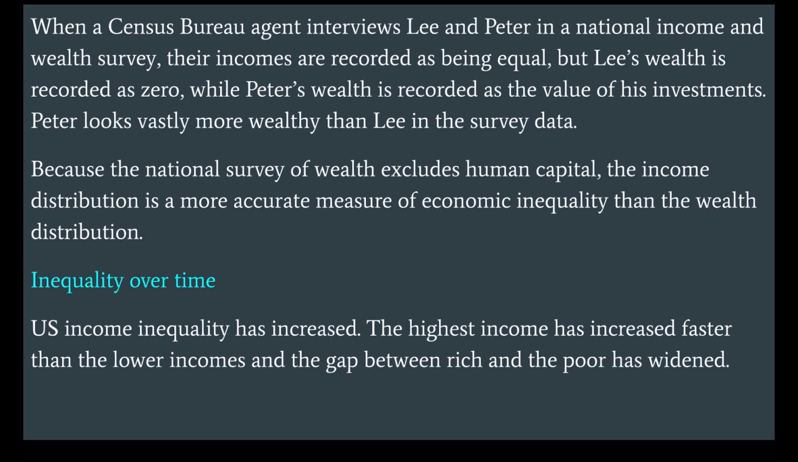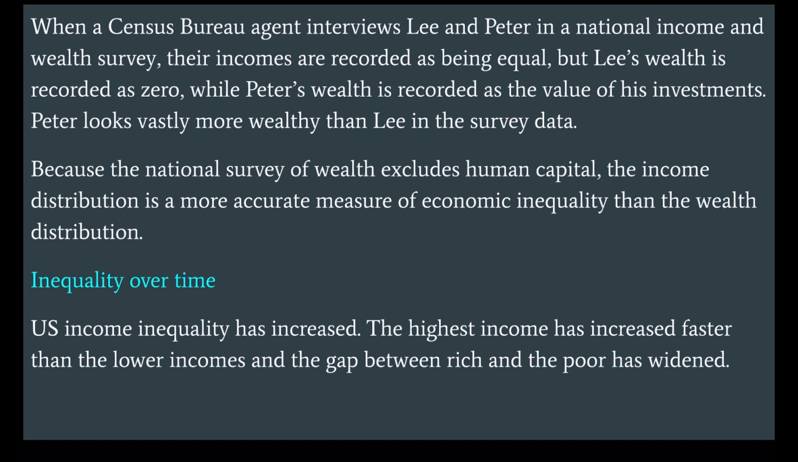When a Census Bureau agent interviews Lee and Peter in a national income and wealth survey, their incomes are recorded as being equal. But Lee's wealth is recorded as zero, while Peter's wealth is recorded as the value of his investments. Peter looks vastly more wealthy than Lee in the survey data. Because the national survey of wealth excludes human capital, the income distribution is a more accurate measure of economic inequality than the wealth distribution.